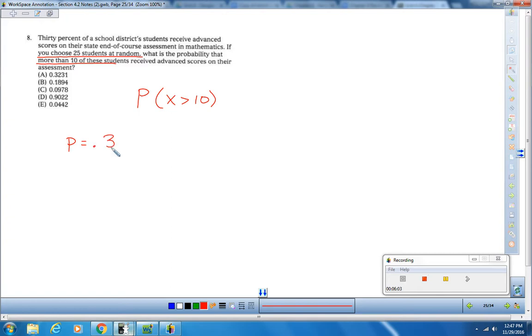N is 25. And then we want x greater than 10. So remember, that goes from 11 on up. Now our calculator only does less than or equal to binomial probabilities. So to put this in my calculator, I have to do 1 minus the probability that x is less than or equal to 10. The reason I use 10 here is because 10 is not included. If 10 was included, I would have to do less than or equal to 9. So if this said greater than or equal to 10, this number would be 9. And then we can just plug this right into our calculator. Now this is where we use binomial CDF.